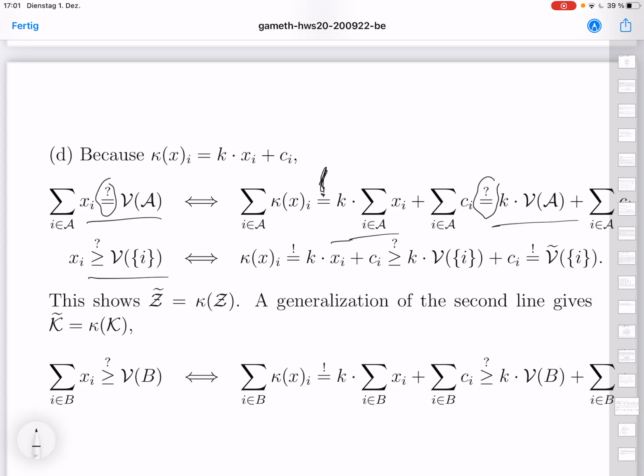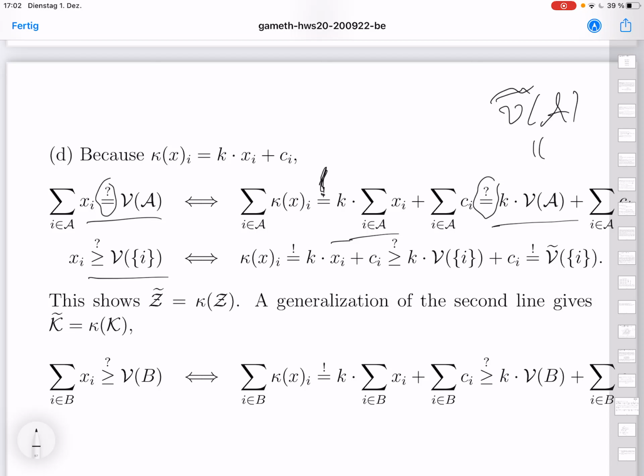So in this term on the right hand side, I was lazy, you can't read it, but this is equal to v tilde of A here. So the sum of all these values x_i is equal to v of A if and only if the sum of the values kappa of x_i is equal to v tilde of A. So this is the first condition for an imputation.